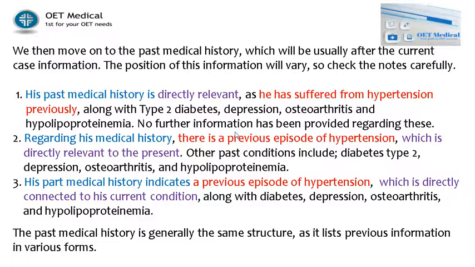Regarding his medical history, there is a previous episode of hypertension which is directly relevant to the present. Other past conditions include diabetes type 2, depression, osteoarthritis, and that strange word again. His past medical history indicates a previous episode of hypertension which is directly connected to his current condition, along with diabetes, depression, osteoarthritis, etc.